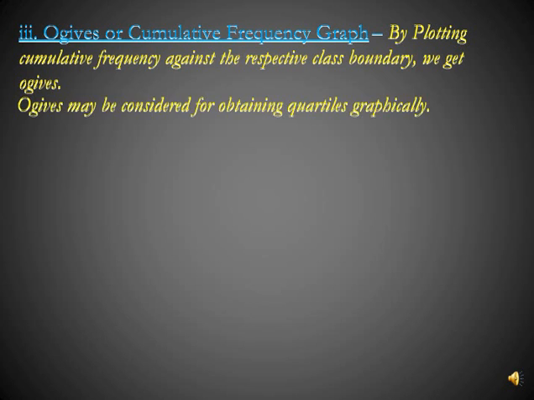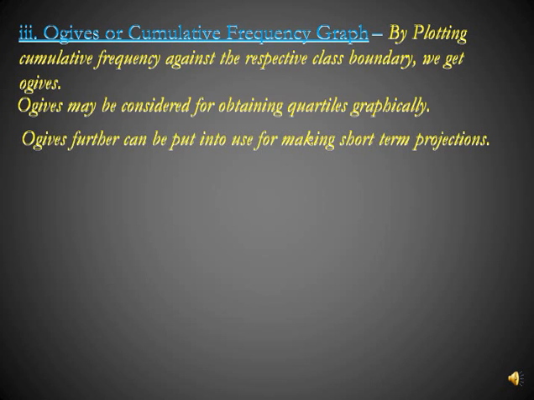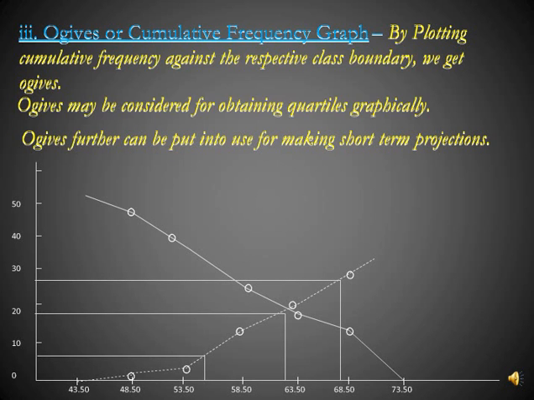Ogives may be considered for obtaining quartiles graphically. If a perpendicular is drawn from the point of intersection of the two ogives on the horizontal axis, then the x value of this point gives us the value of median, the second or medial quartile. Ogives further can be put into use for making short-term projections. Now, this figure depicts the ogives and the determination of the quartiles.